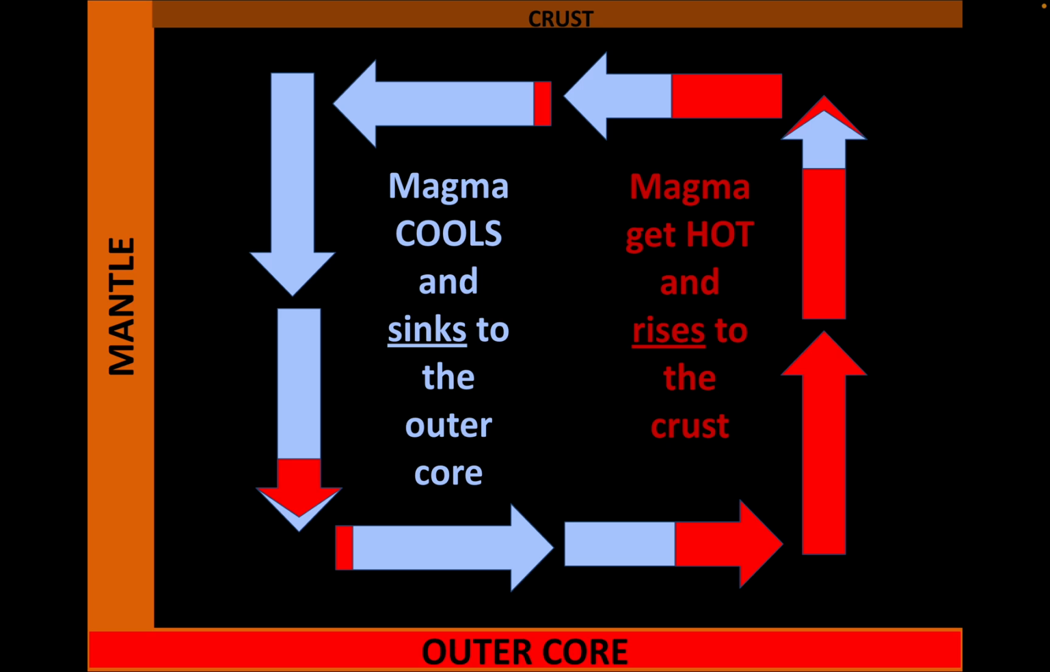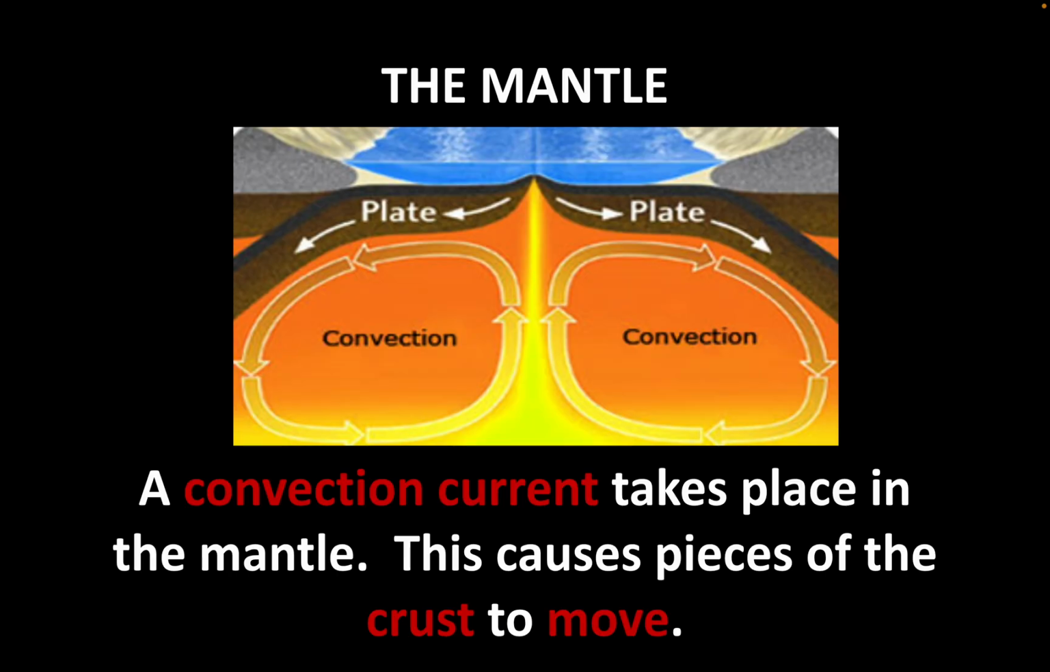Now go ahead and take a picture of this and put it in your notes next to the other picture. There should be plenty of space in that white space in your notes that you can put both pictures. So this is called a convection current. We talked a little bit about this. When you come back, if you need a little bit more clarification, I'm happy to help you. But the convection current, and this is the next section in your notes, a convection current takes place in the mantle, and this causes pieces of the crust to move.